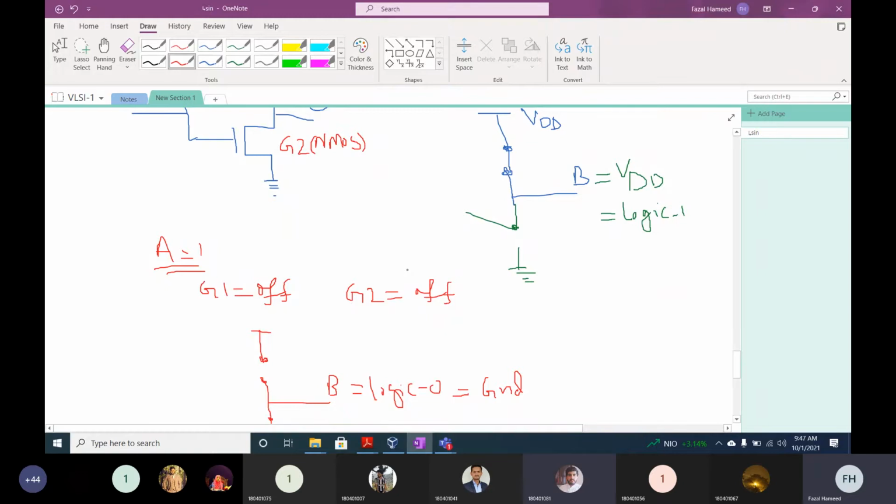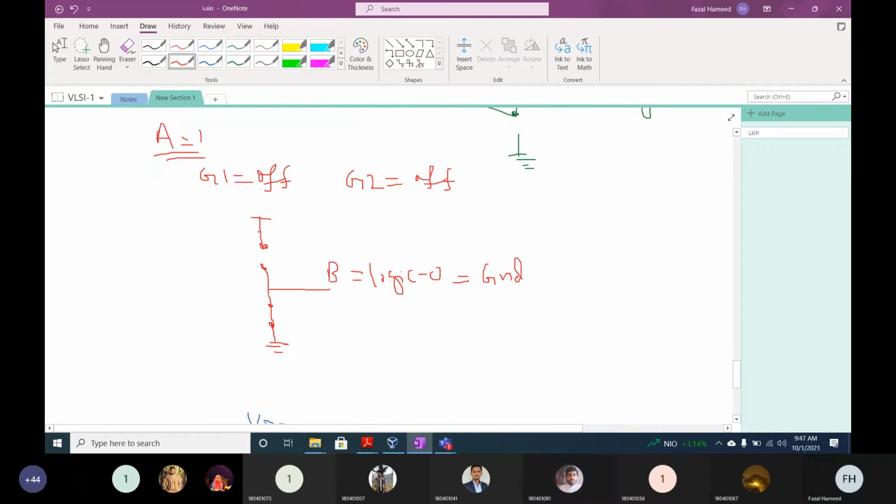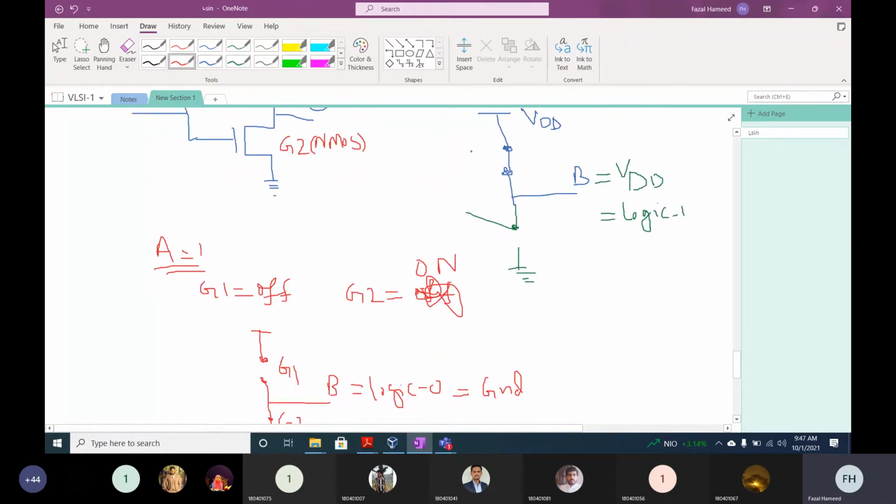Sir, when A is 1, how will G2 be? Oh, sorry, G2. Okay, you're right. So actually G2 will be on. Yes, you're right. So G1 is here, and now it is G2. And in the other example, this is G1 and this is G2.